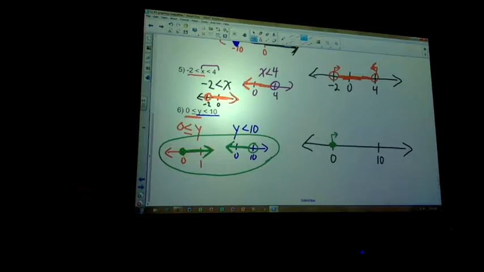Yeah, question. Okay, so for the inequalities, could you just say like the two numbers, the y has to be in between like the two numbers? Oh, yes, kind of at this point. Yes.